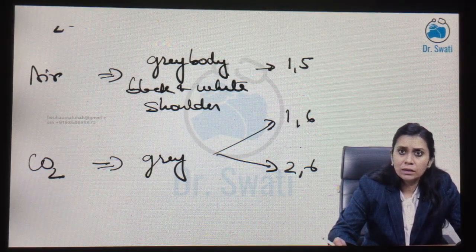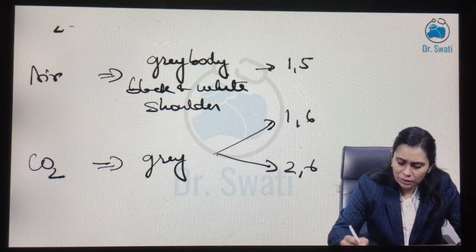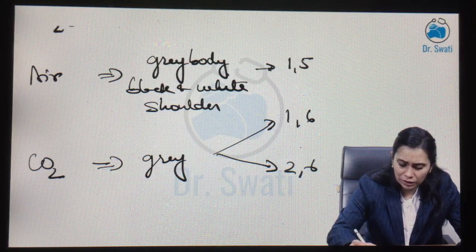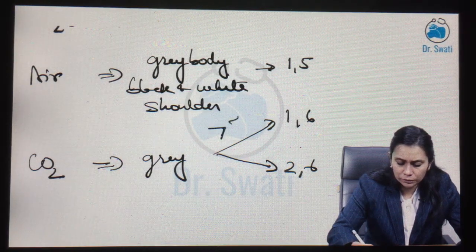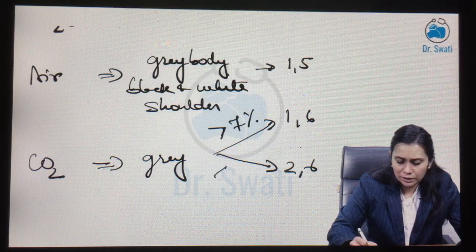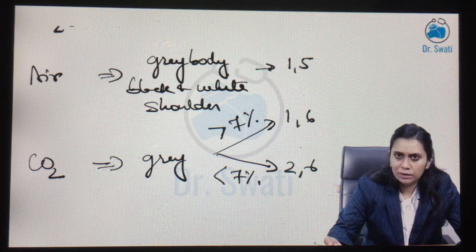Only try to memorize the things which are asked in exam, right? So 1626. If carbon dioxide present in the cylinder is more than 7%, it is 16. Less than 7%, it is 26. Got it? More than 7%, 16. Less than 7%, 26. Okay.